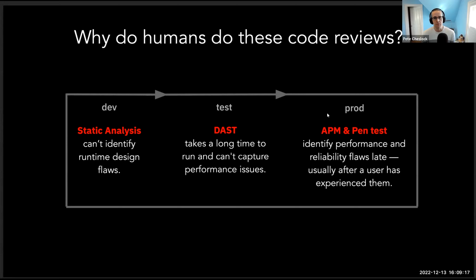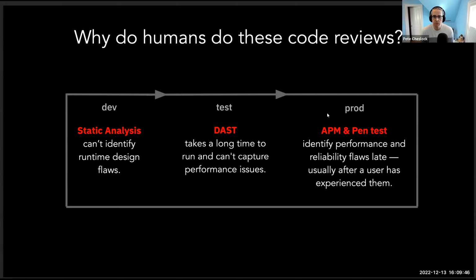This can take a long time to run, to spider through your site, but it also isn't really designed for performance issues, and those can also impact your users in a negative way. So then on the performance side of things, this is where people might bring in tools like APM tools on production, or third-party pen testing tools. But this is all happening way too late in the software delivery lifecycle. This is after your users are already impacted.